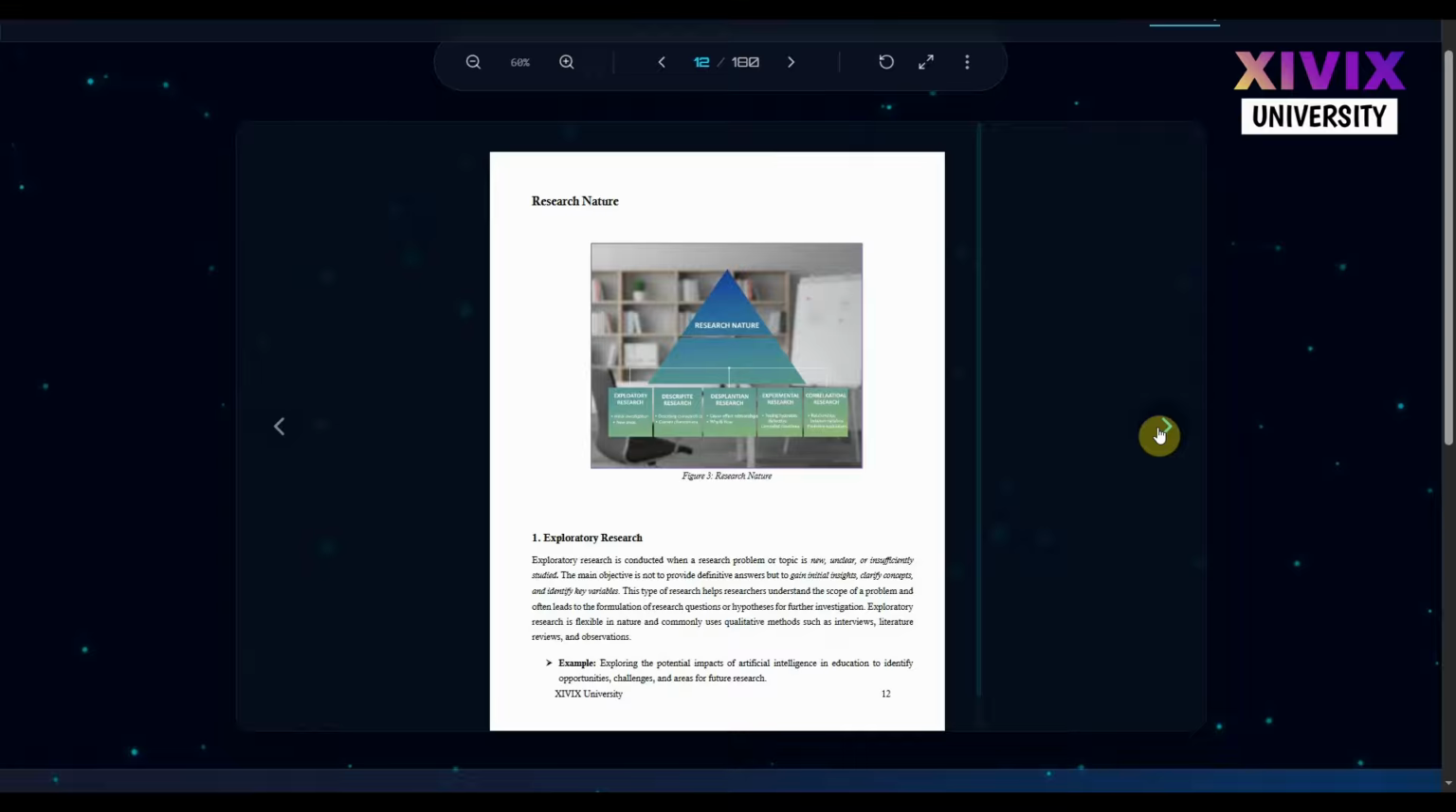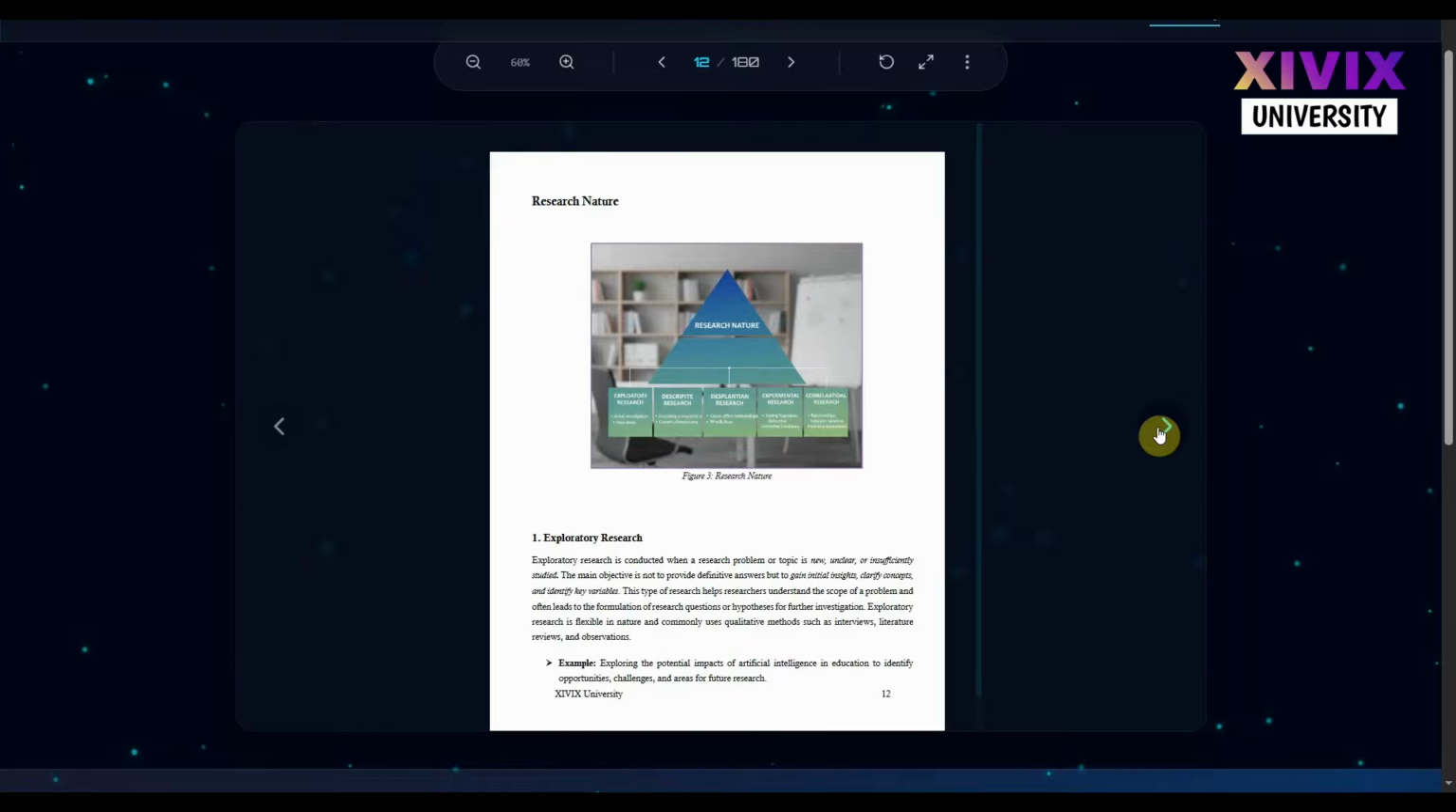So exploratory, as its name implies, this is all about exploration. So it is conducted when a research problem or topic is new, unclear, or there is not a sufficient amount of data or information. As an example, exploring the potential impacts of artificial intelligence in education to identify opportunities, challenges, and areas for future research.